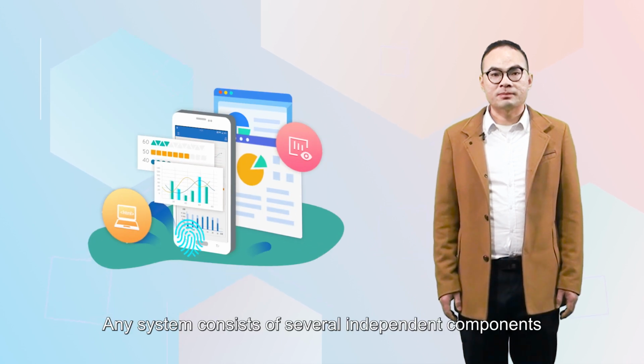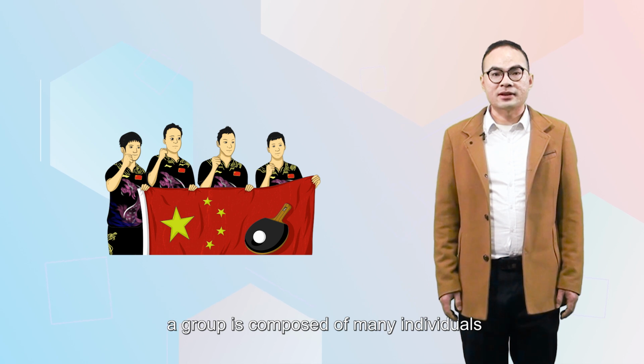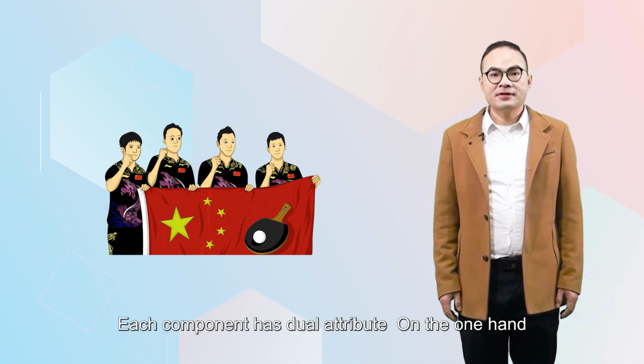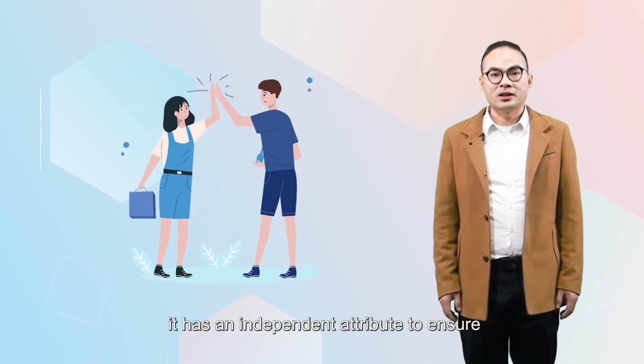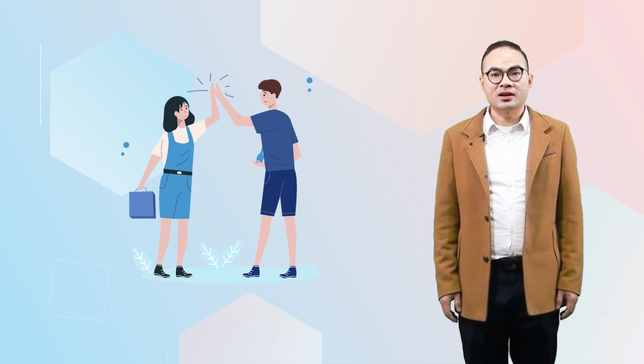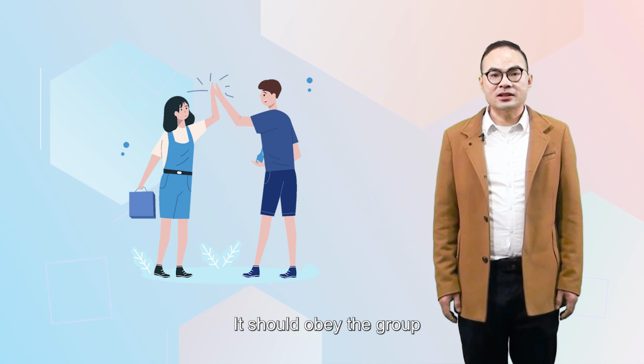Any system consists of several independent components. For example, a group is composed of many individuals. Each component has dual attributes. On the one hand, it has independent attributes to ensure that it can complete its own work. On the other hand, it is a member of the whole. It should obey the group and coordinate and command uniformly.